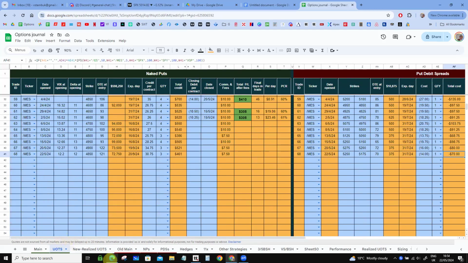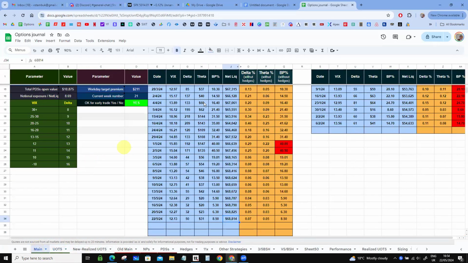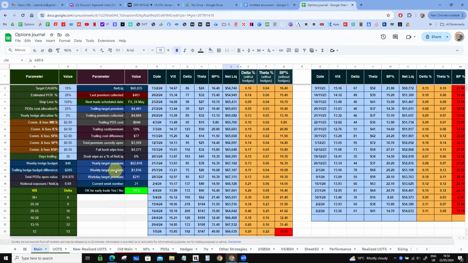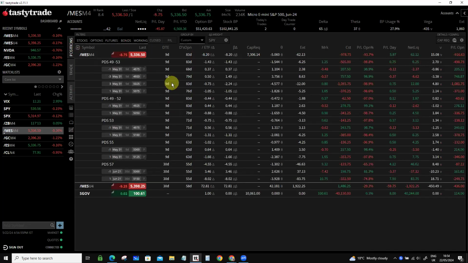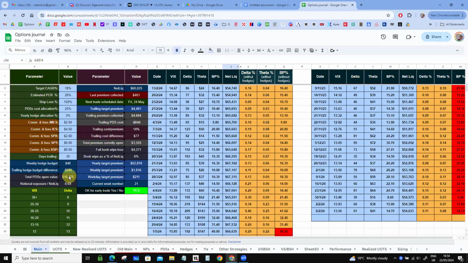And let's now go back to our main sheet here and just double check, see where we're at. 460, next trade scheduled for Friday, so that's fine. We have almost 11,000 in open value, the max value of debit spreads. Now, keep in mind, some of these are expiring pretty soon. Let's check. So 9 days. Okay, well, it's not that bad. So we have plenty of value here.